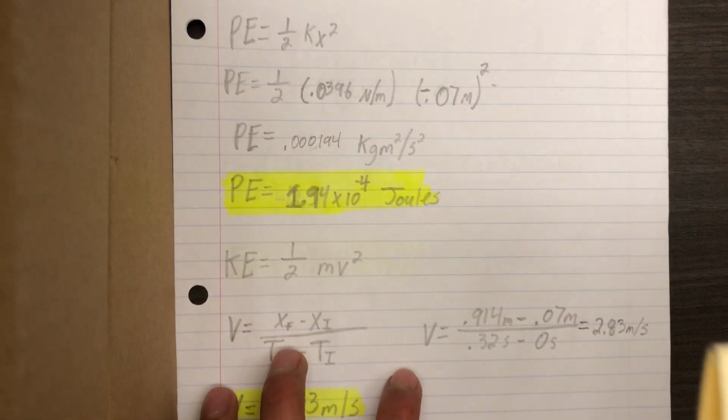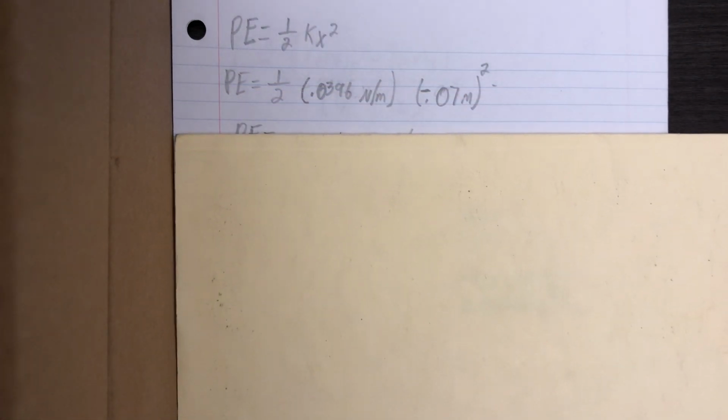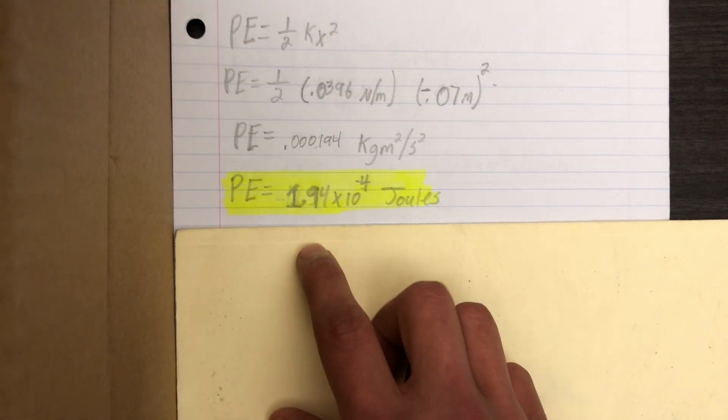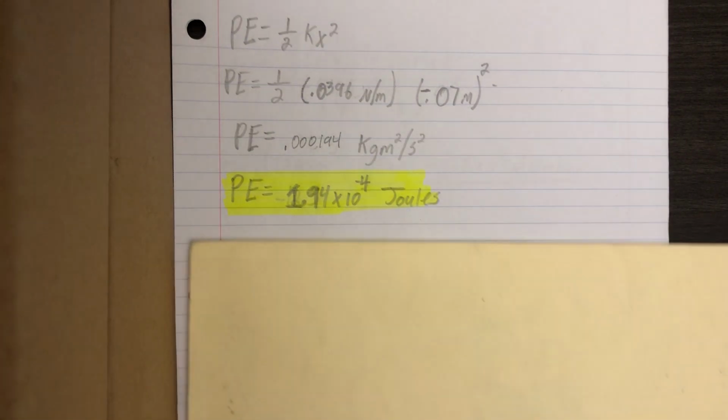After that, I can use the k constant to find the potential energy. By plugging that in, I get an answer of 1.94 times 10 to the negative fourth joules.